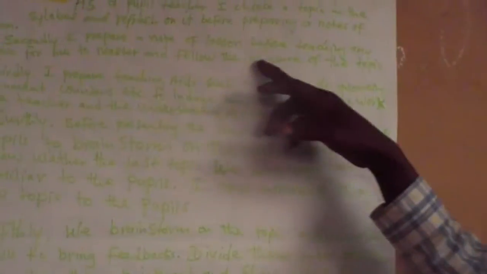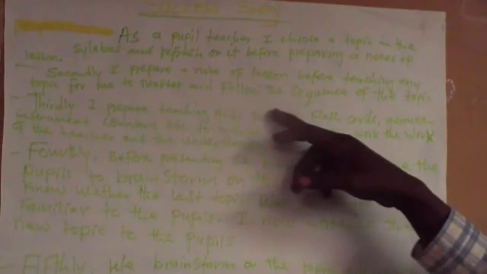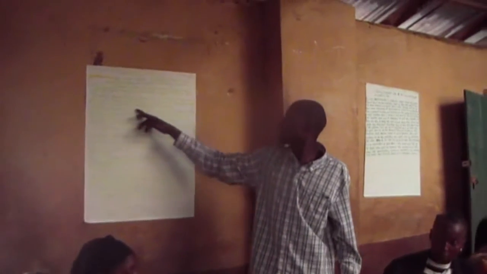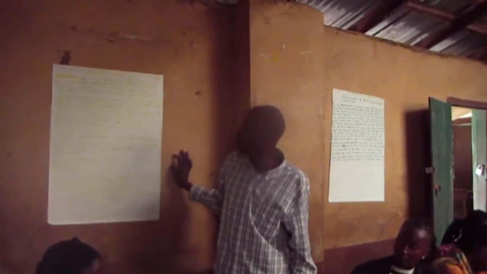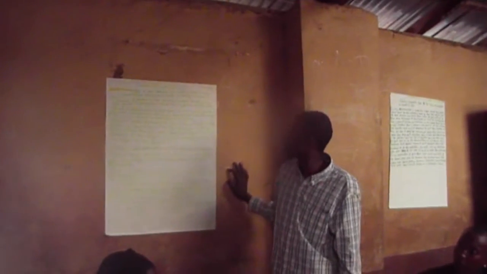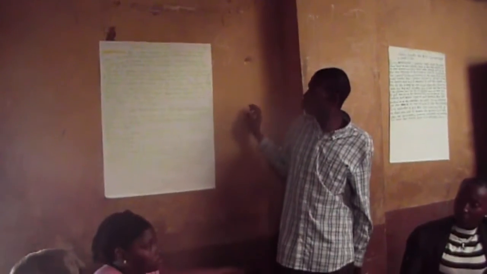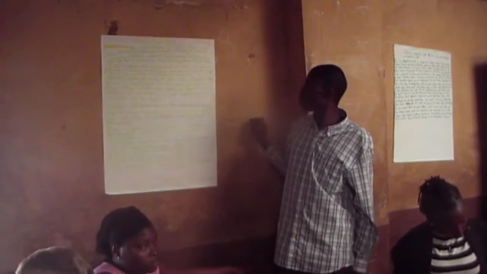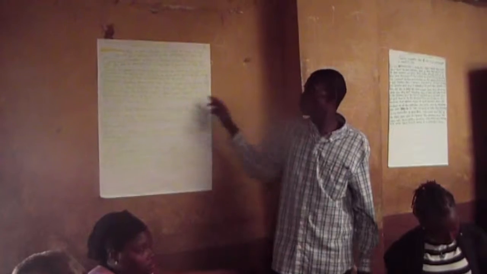Secondly, I prepare a note of lesson before teaching any topic, for me to master and follow the sequence of the topic. Thirdly, I prepare teaching aids such as flashcards, geometry instruments, counters, etc. to ease the work of the teacher and the understanding of the pupils. Fourthly, before presenting the new topic, I induce the pupils to brainstorm on the previous topic to know whether the last topic was well taught and familiar to the pupils.